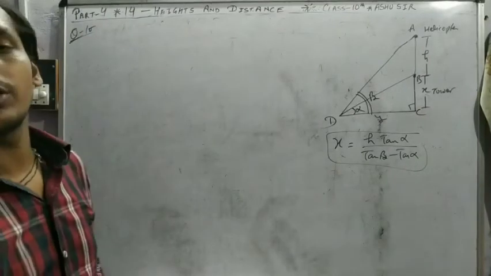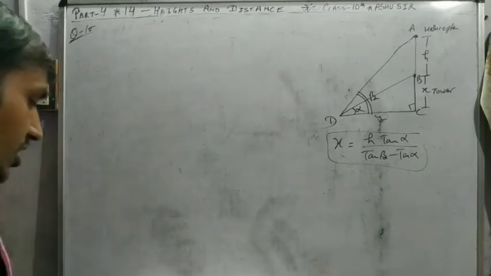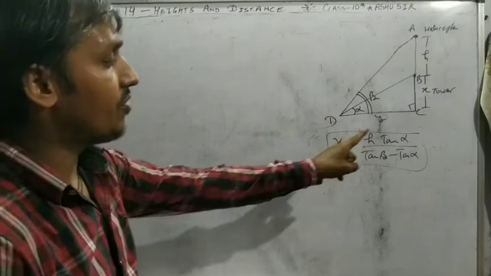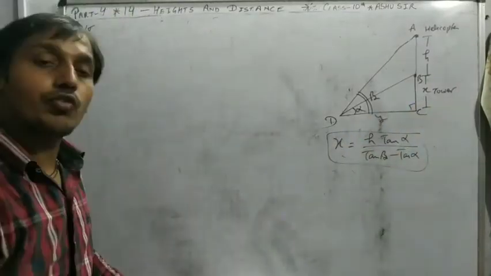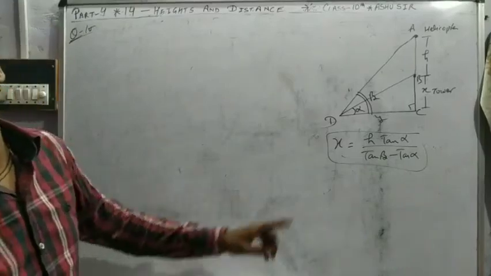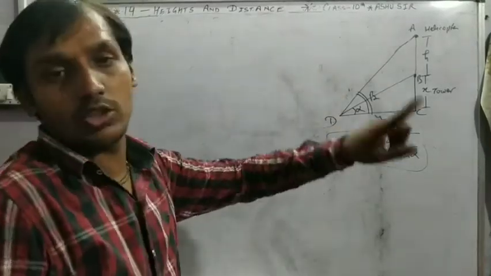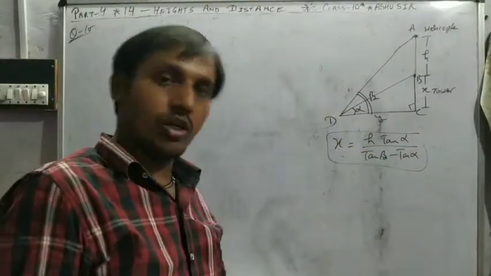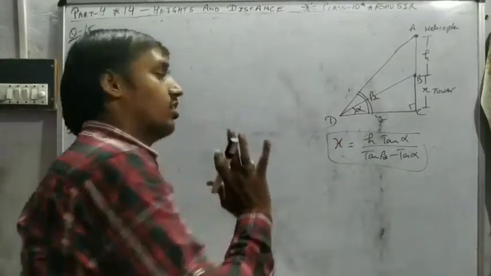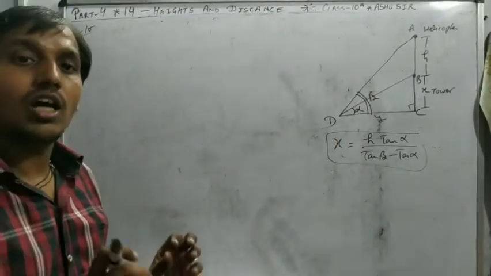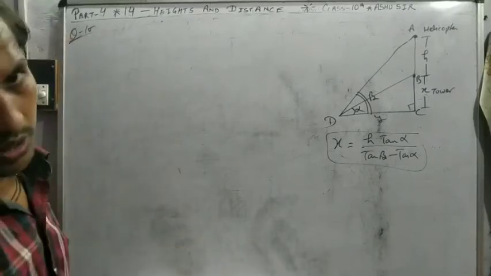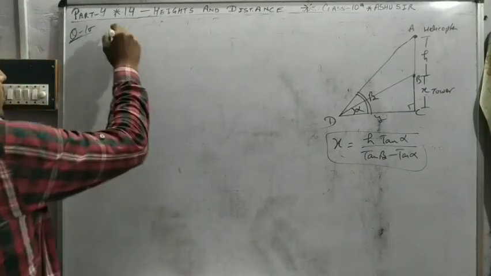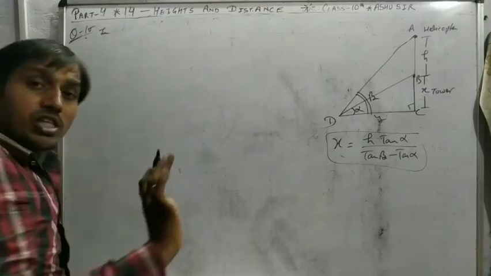For these types of question, one thing is very important. Tan alpha, tan beta, two trigonometrical ratios are given here. So we only take these trigonometrical ratios. If they give cot, you can use cot. Sec, you can use sec. Sine, you can use sine. Okay, that's a good point for this question. Then the solution process is same.